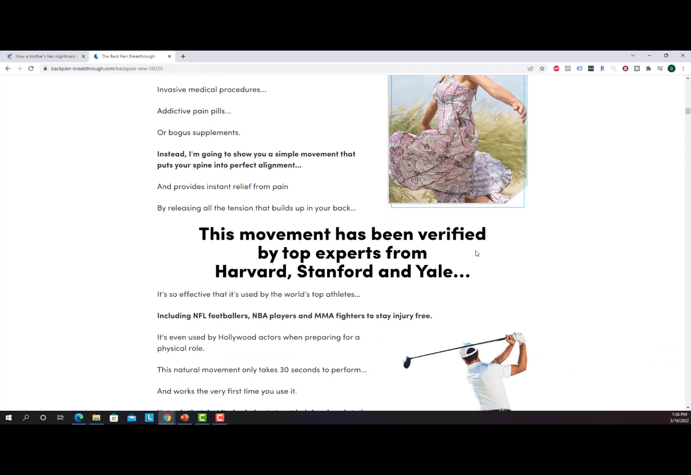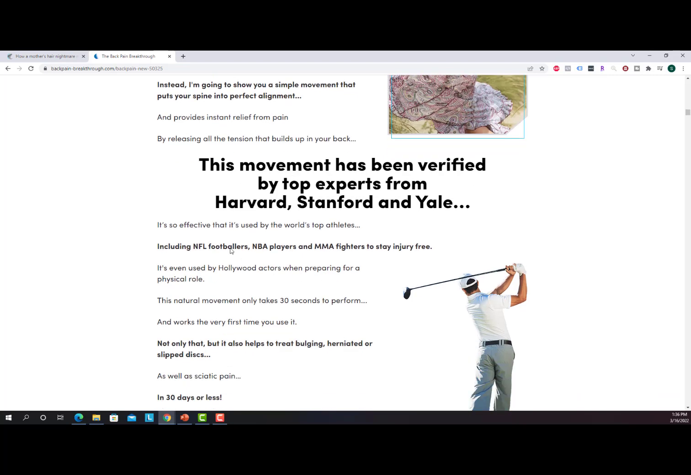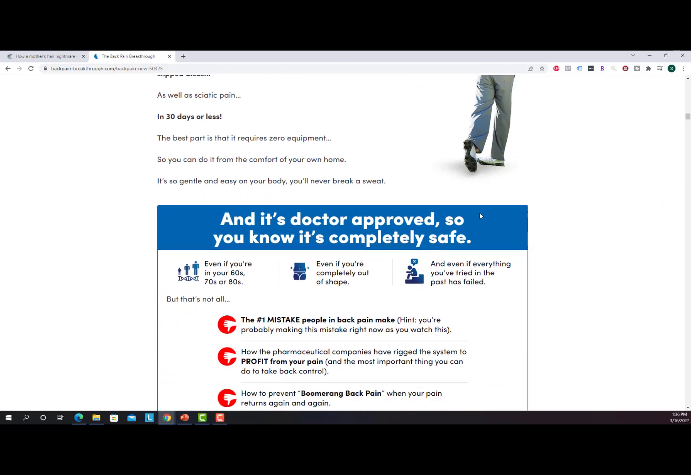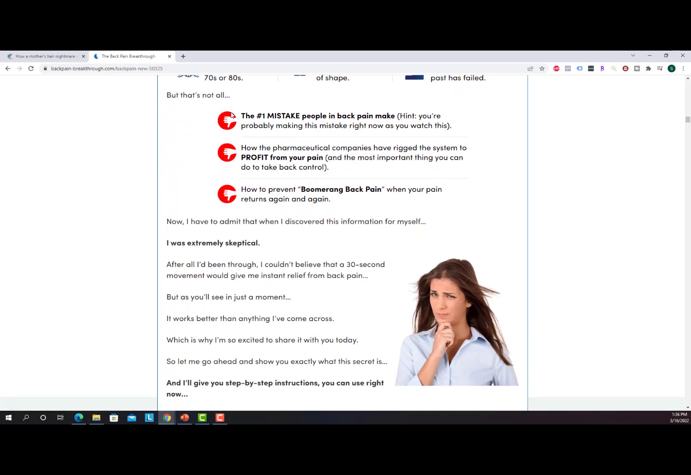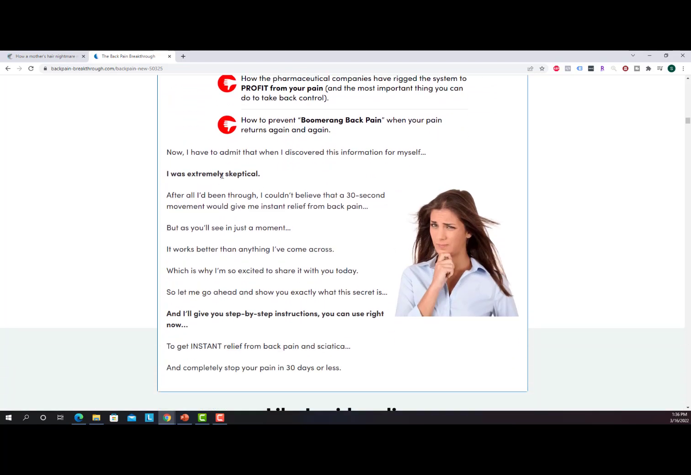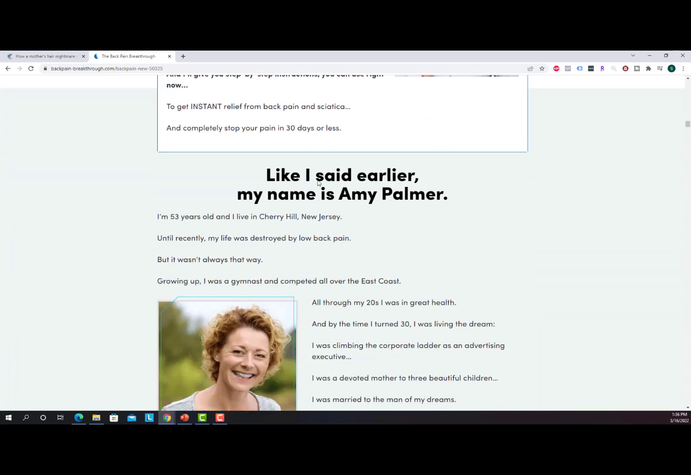This movement has been verified by top experts from Harvard, Stanford, and Yale. We still don't know what the solution is. NFL players, NBA players, MMA fighters, they also use it. Blah, blah, blah. Here we go. Doctor approved. It's going to use some fascinations here. I was extremely skeptical. Okay.